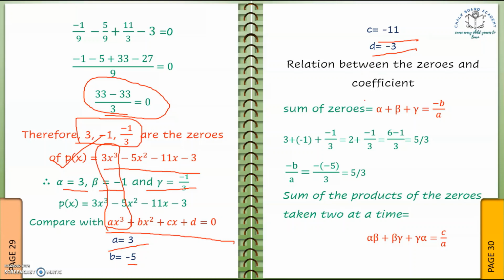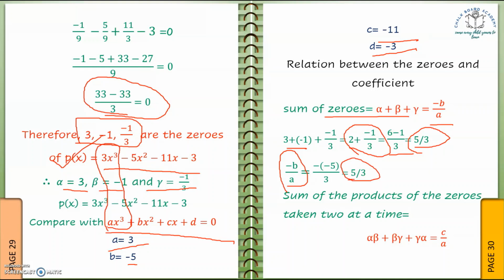Now to find out the relationship, we have this formula: alpha plus beta plus gamma, that is the sum of zeros, equal to minus b by a. So sum of zeros, that is 3 plus -1 plus -1 by 3. So 3 minus 1, that is 2. 2 minus 1 by 3. And by taking LCM, we find out that it is equal to 5 by 3. And by putting the values in this formula, that is minus b by a, b is -5 and a is 3. Again we get 5 by 3.